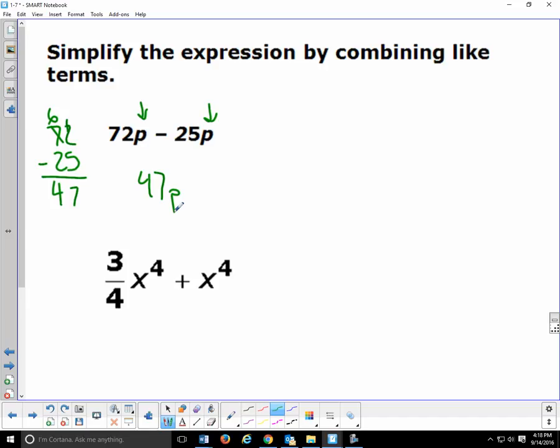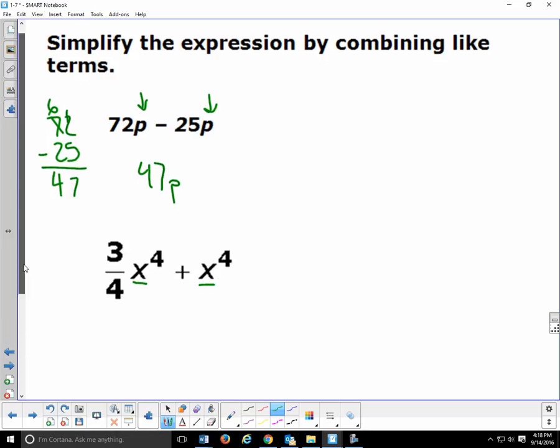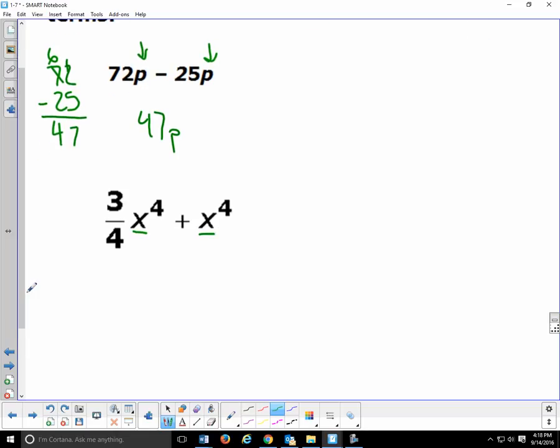Look at the next one. I've got 3/4 x to the 4th plus x to the 4th. They're like terms, x to the 4th and x to the 4th. So I have to combine these together. I can add them together. Well, 3/4 plus, how many are there here? Well, I can see them. There's 1. If there is no coefficient, it's like having a 1 there. There's 1 x to the 4th. I can see it. It's right there. All right, so now what's 3/4 plus 1? 1 and 3/4.